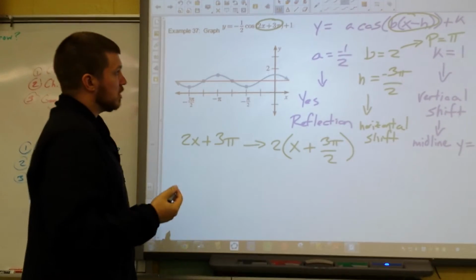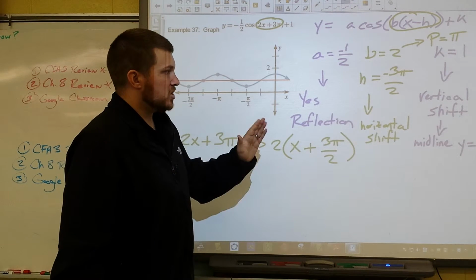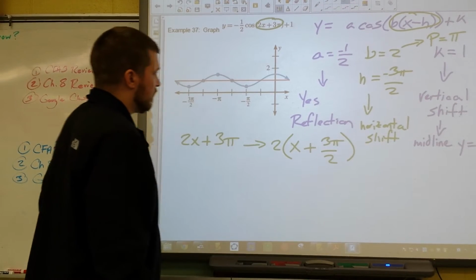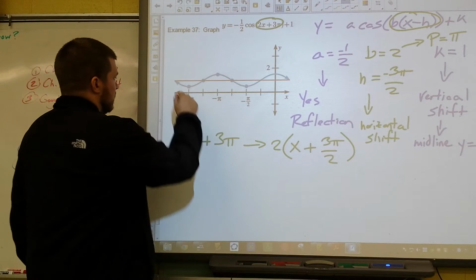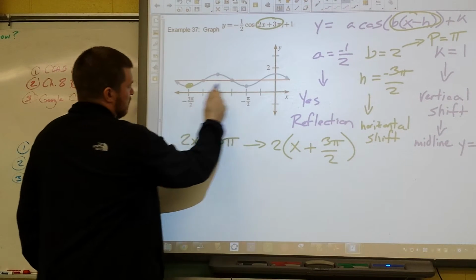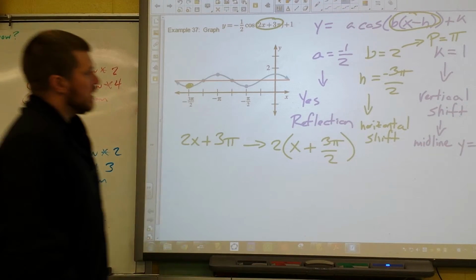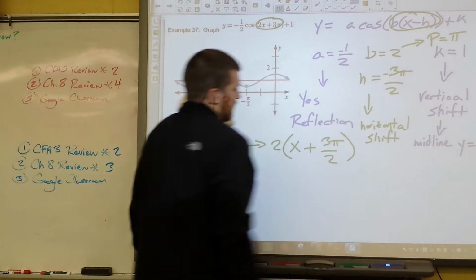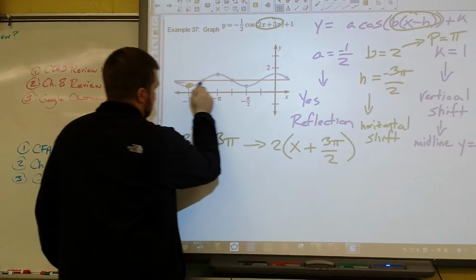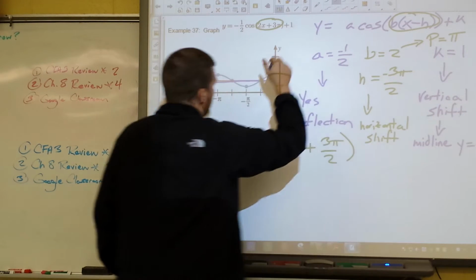So we typically start for cosine at the y-axis, but now my starting point has shifted over negative 3 pi over 2. So this is actually my starting point. Again, we typically start at the y-axis, but we shifted all the way out here. So that's the starting point of my wave. The midline is supposed to be at y equals 1. That's exactly what's happening.